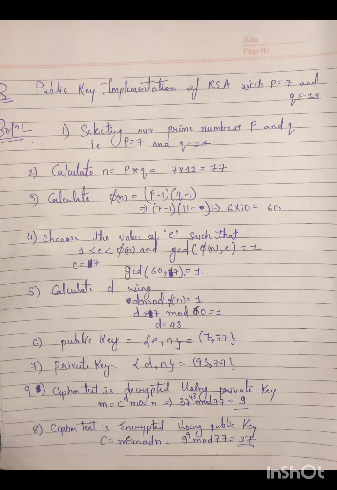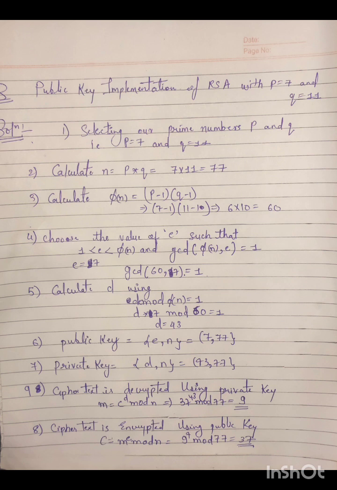Now to encrypt the plaintext we use the public key. In the eighth step, the formula is C equals m to the power E mod n, where m can be any number less than n, that is, m can be any number less than 77. So in this case we have taken 9. So 9 to the power 7. Why 7? Because our E value is 7. Now 9 to the power 7 mod n, mod 77. So what will we get? We will get 37. So our ciphertext, encrypted with the public key, is 37.